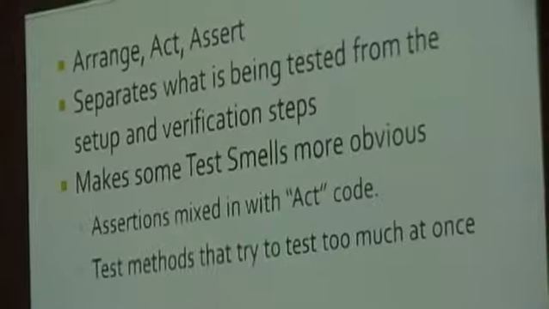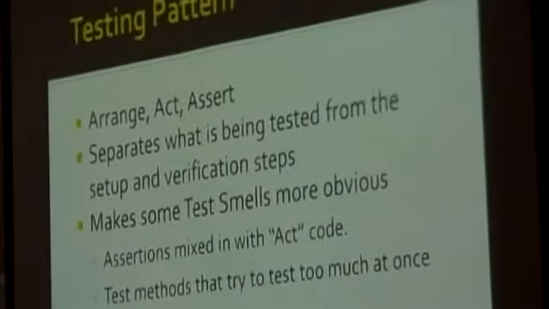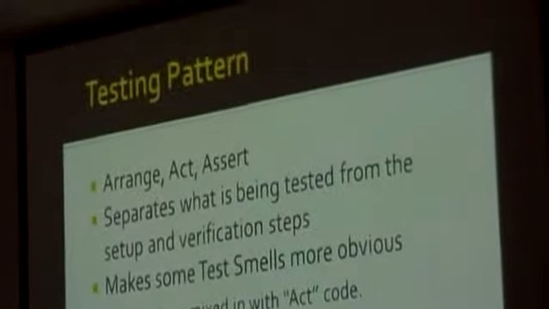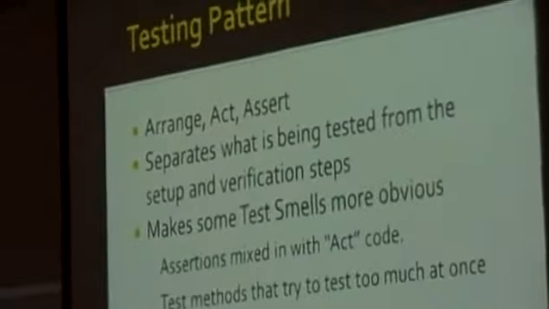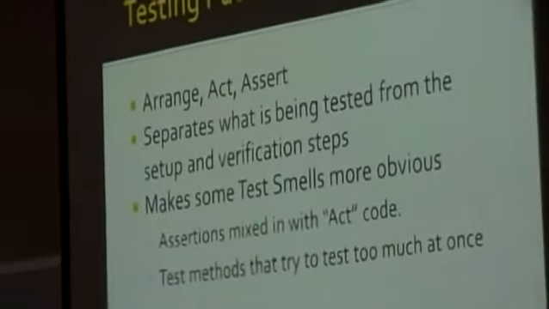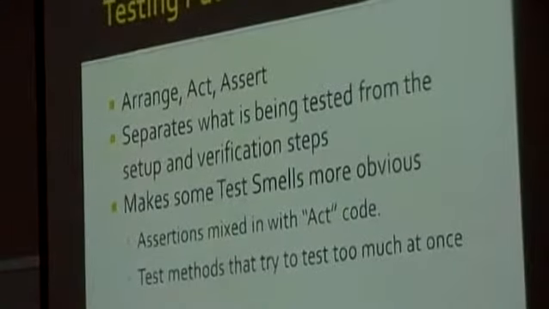So there's a basic pattern for creating unit tests. It's called AAA, arrange, act, assert. What it does is it separates what's being tested from the setup and verification steps. It makes it clear what it is you're doing and what you expect the outcome to be. It also makes test smells more obvious. We'll go into these test smells later.